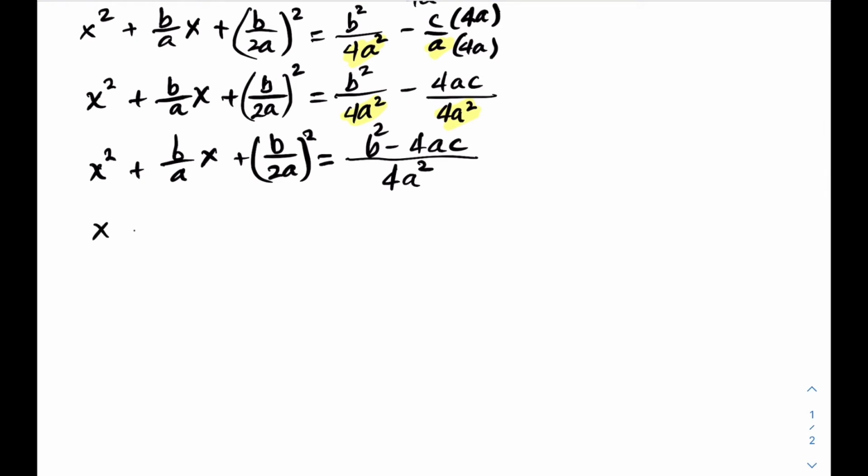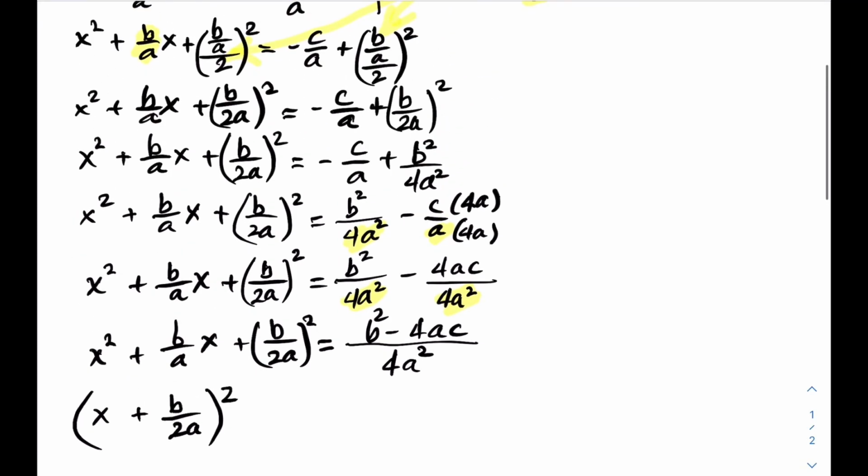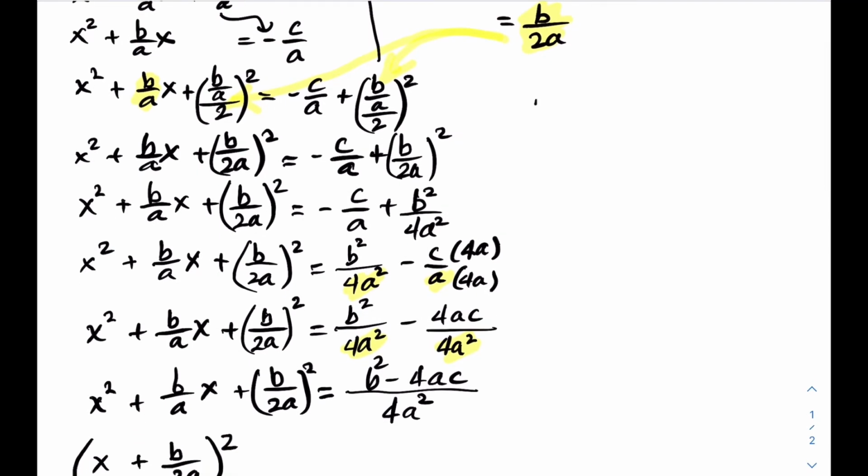Completing the square, x plus b over 2a squared, and I'm going to show you why this becomes this before we move on. Let's do that over here.